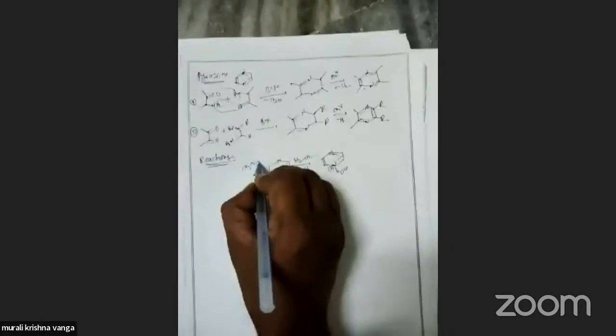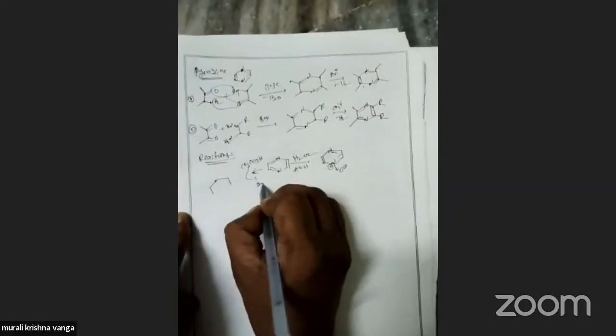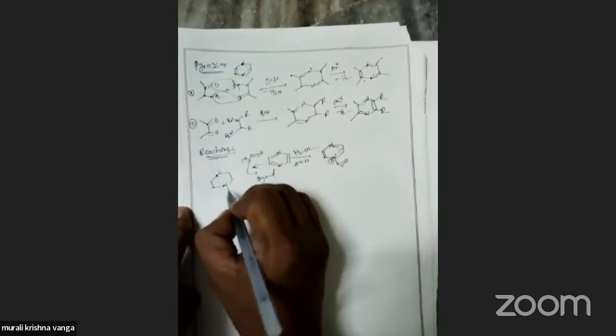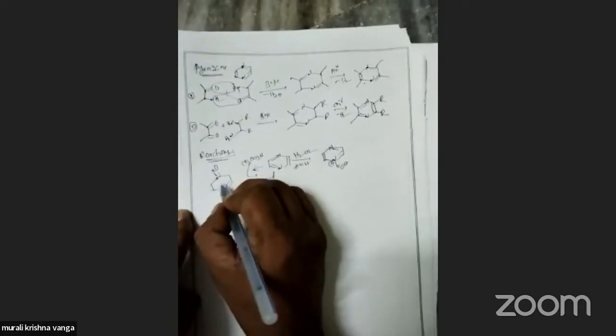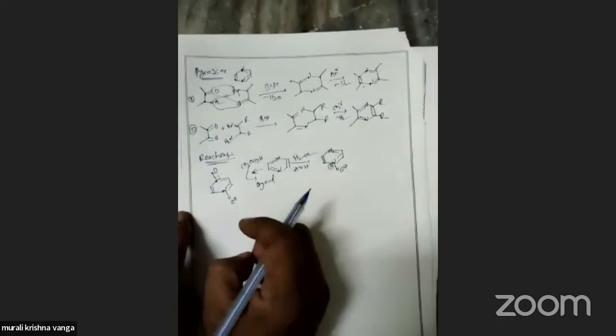Trifluoroperoxyacetic acid is a strong acid. So therefore, 2 nitrogens undergo oxidation. Here, with a weak acid, only one nitrogen undergoes oxidation.